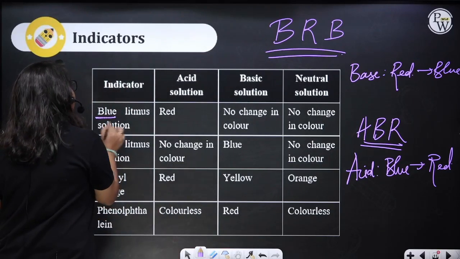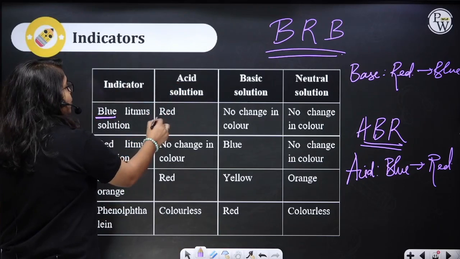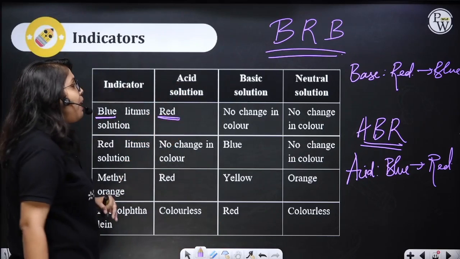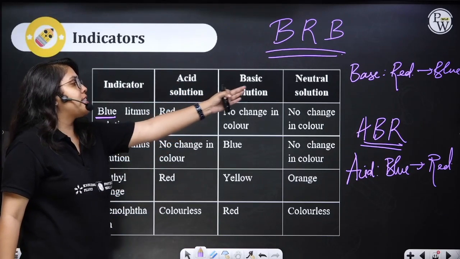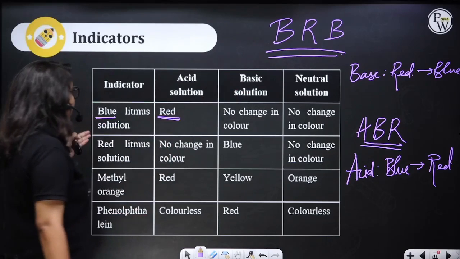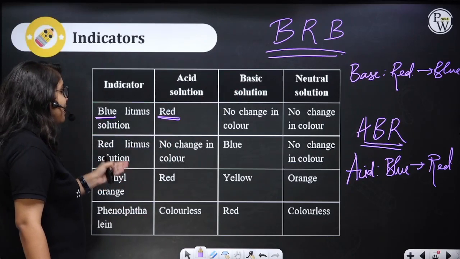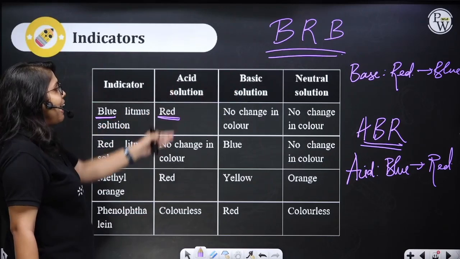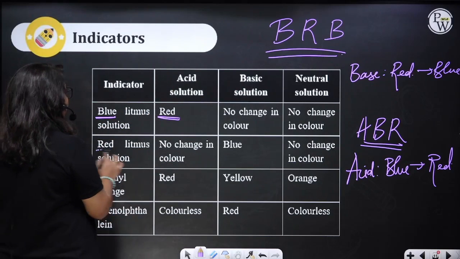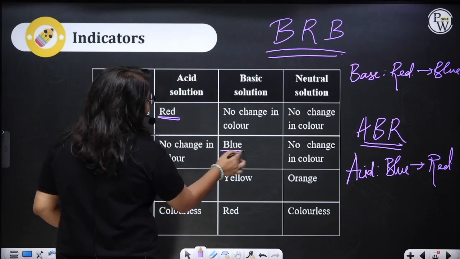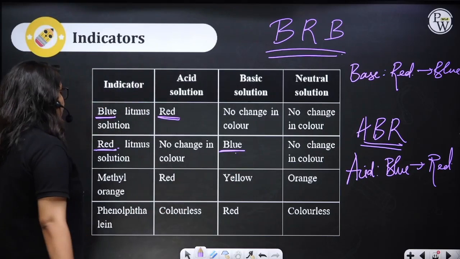We have blue litmus: in the presence of an acidic solution, it turns red, whereas there's no change in case of basic or neutral solution. Talking about red litmus solution, there is no change in color in the acidic solution. However, it changes to blue in the presence of a base.